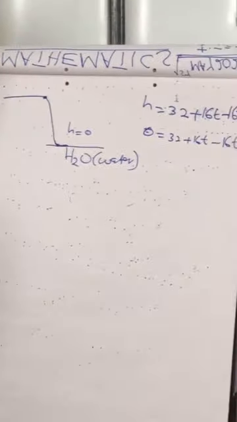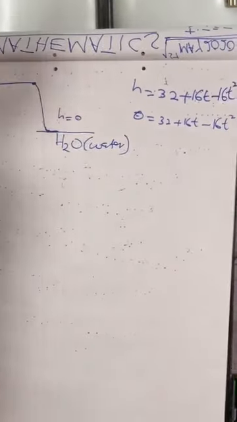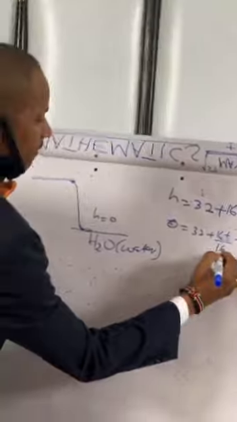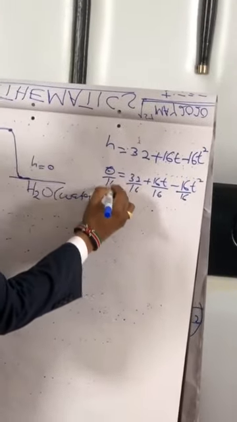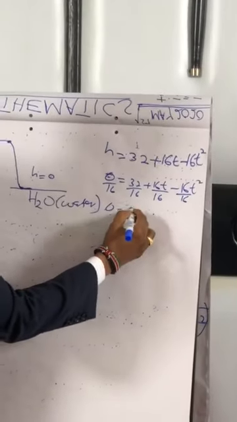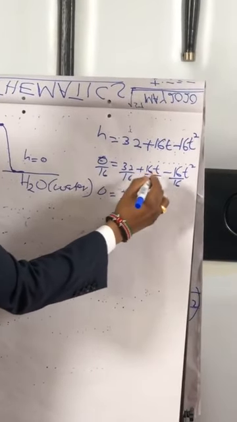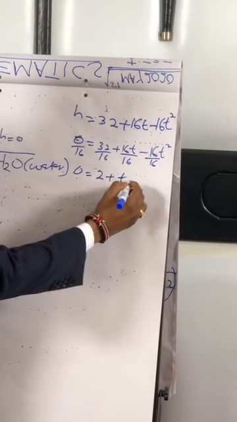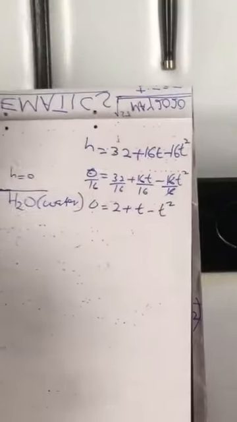With this equation, we can simplify it further because we have a common value here, 16. So we divide by 16. 0 divided by 16 is 0 equals 32 divided by 16 is 2, plus 16t divided by 16 is t, minus 16 divided by 16 is t. 16t squared divided by 16 is t squared.